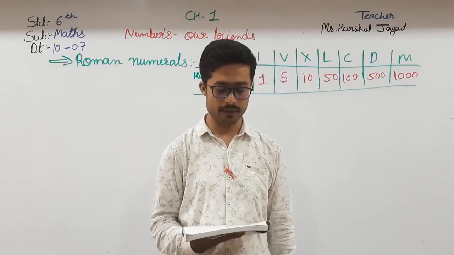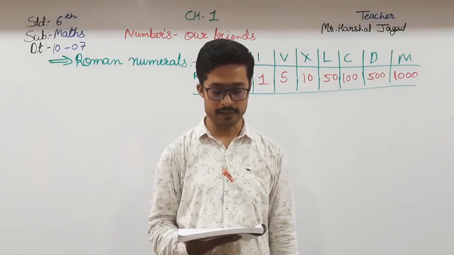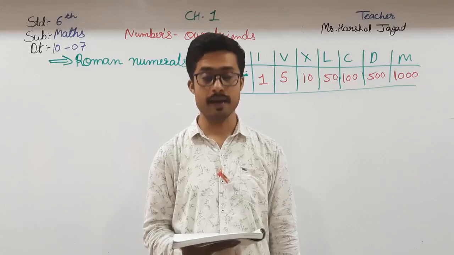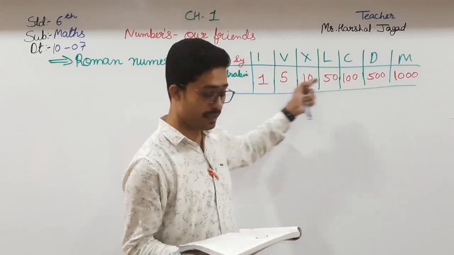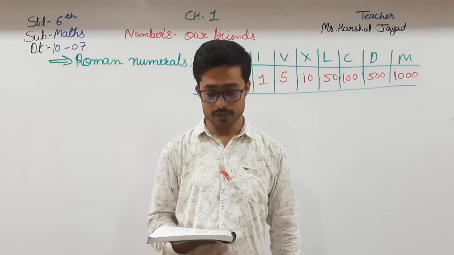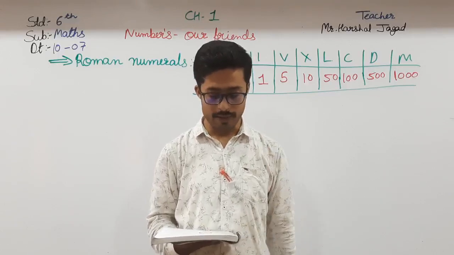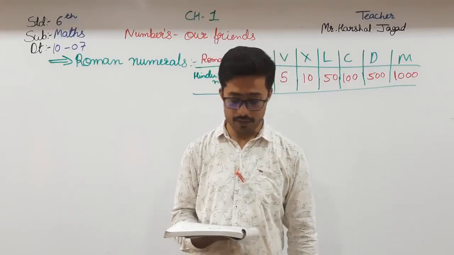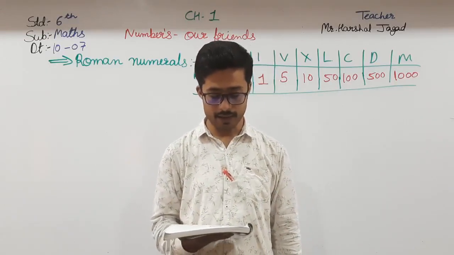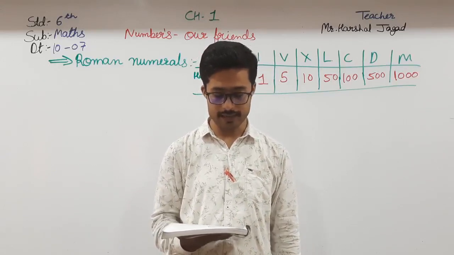Unlike the Hindu Arabic number system, the Roman numeral system uses 7 basic symbols to represent different numbers. The symbols are as follows. So this is the table which is given. Then after that, rules to form Roman numerals. So rule number 1, that is, if a symbol is repeated one after the other, its value is added as many times as it occurs.